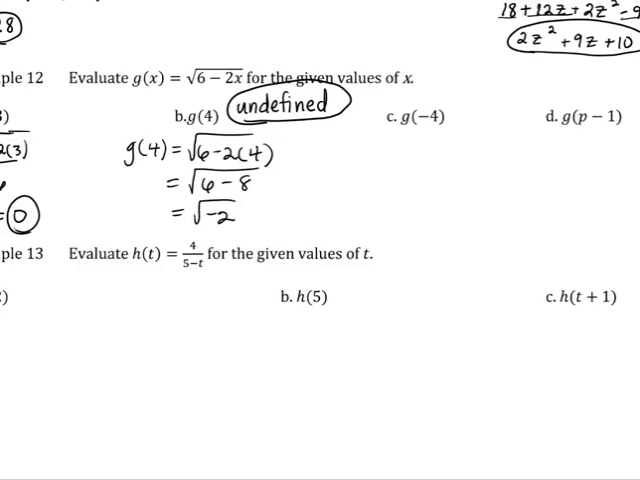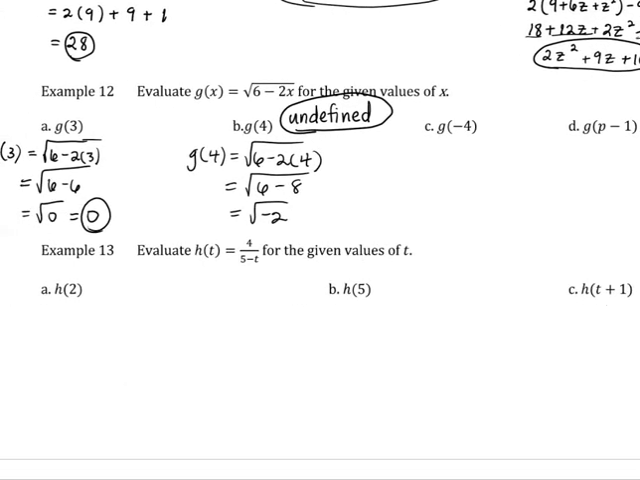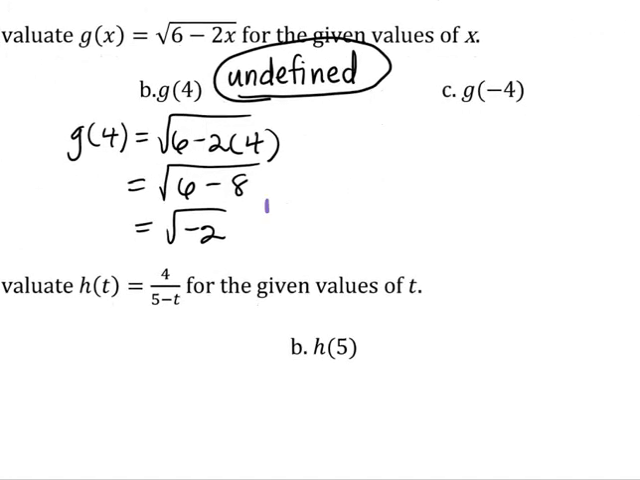The answer for example 12b is not no solution, because we weren't solving anything. We were just trying to evaluate something. And what we were trying to evaluate was not defined. So we say it's undefined. Notice, when we try to plug 4 in, we get that negative number under the square root, so this whole expression is undefined. So what that tells us is that 4 is not in the domain of G.